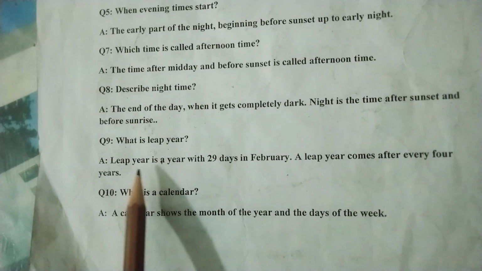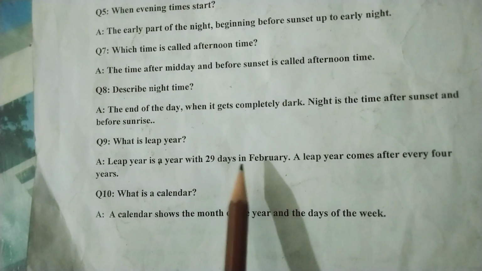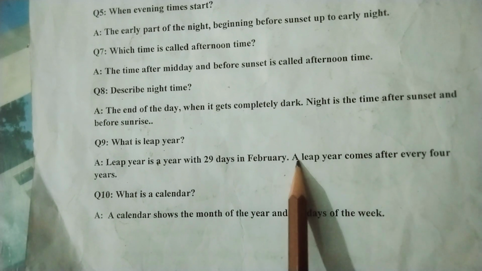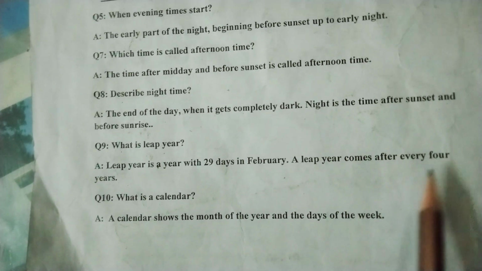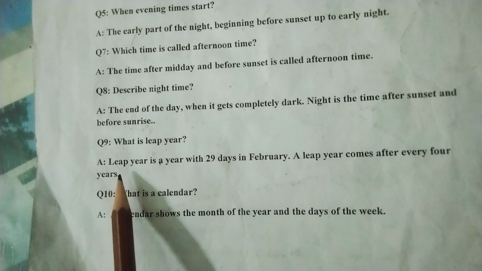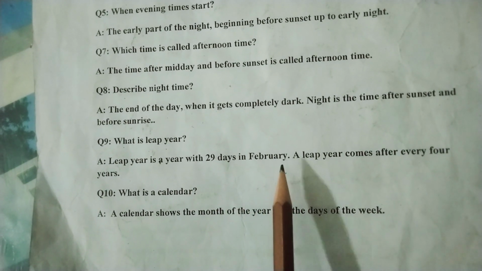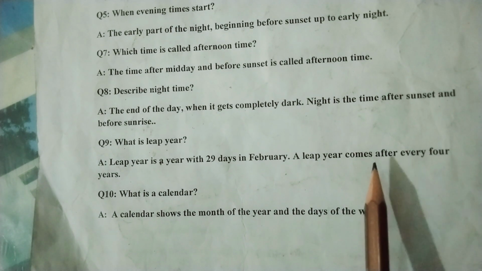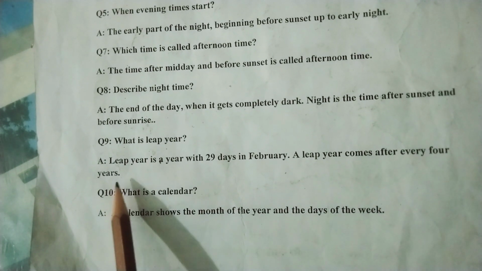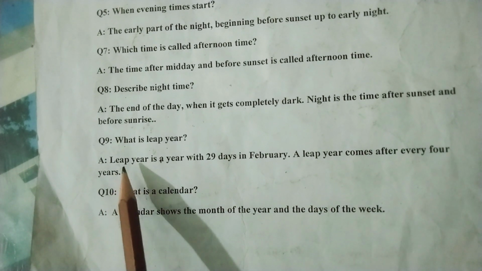What is a leap year? A leap year is a year with 29 days in February. A leap year comes after every 4 years.